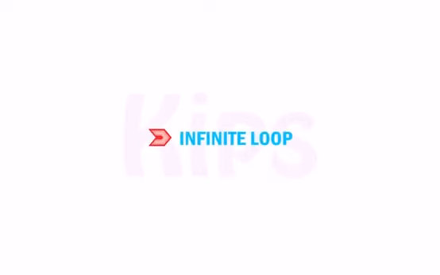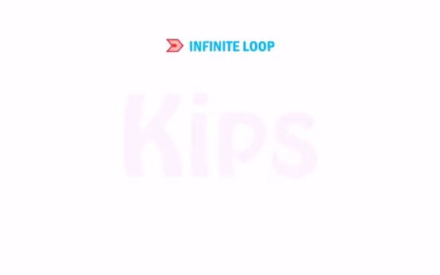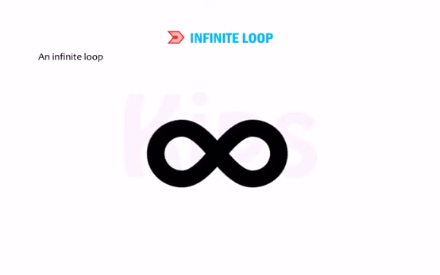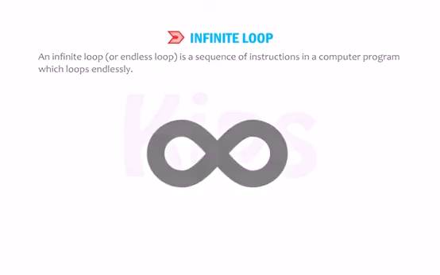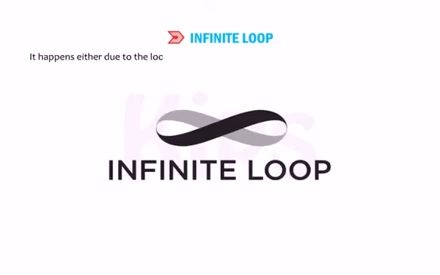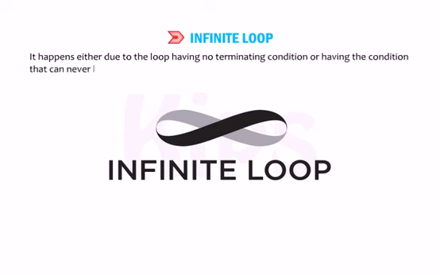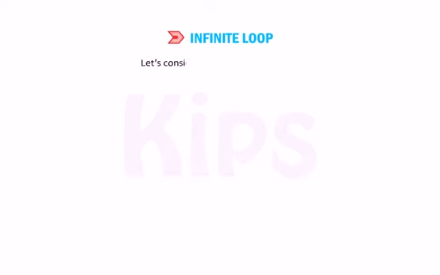Students, now let us learn about infinite loop. An infinite loop or endless loop is a sequence of instructions in a computer program which loops endlessly. It happens either due to the loop having no terminating condition or having a condition that can never be met. Let's consider the following example. Program 16. To create a program displaying endless loop.